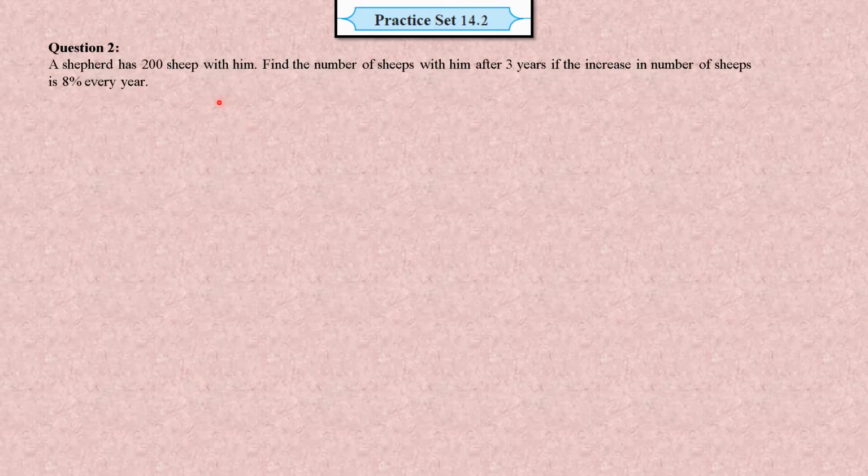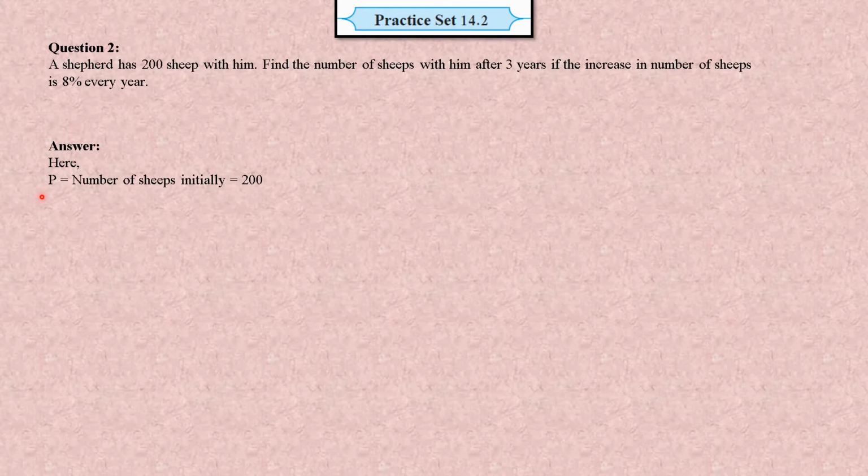Let us do the second question of practice set 14.2. Question 2 says, a shepherd has 200 sheep with him. So a shepherd is a person who takes care of sheep. Find the number of sheep with him after 3 years if the increase in number of sheep is 8% every year. Let us start with the solution and first write what all is given.